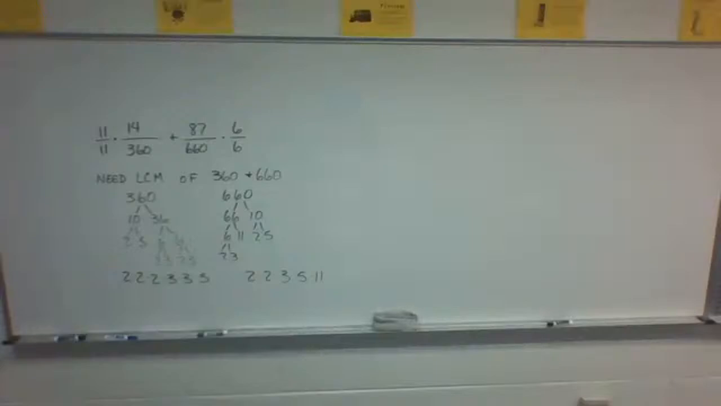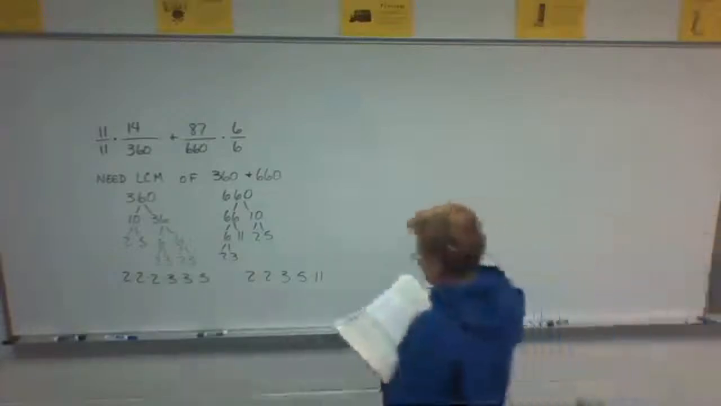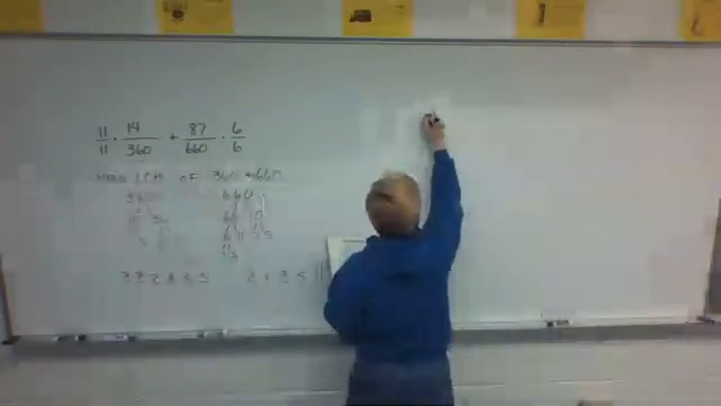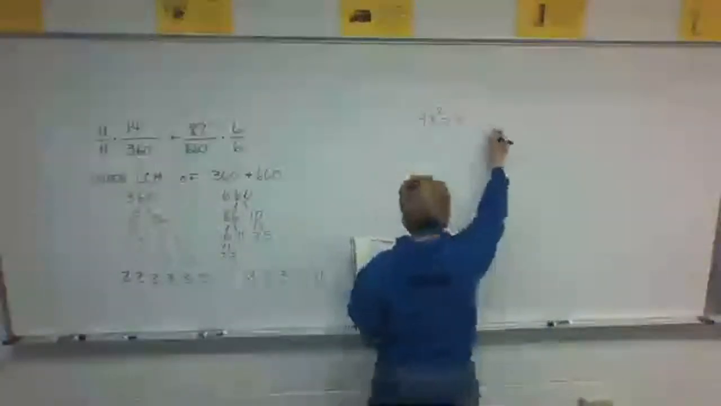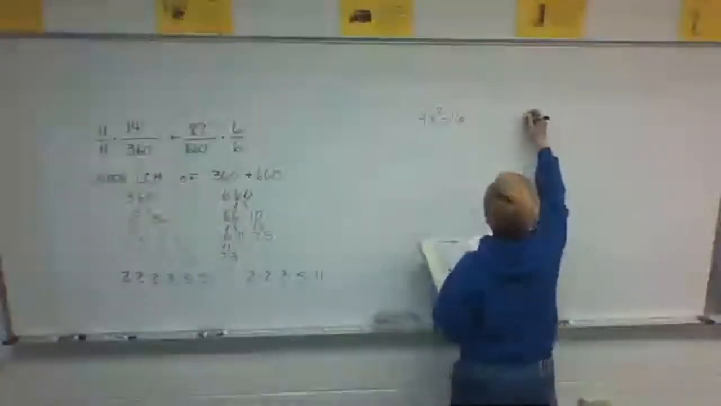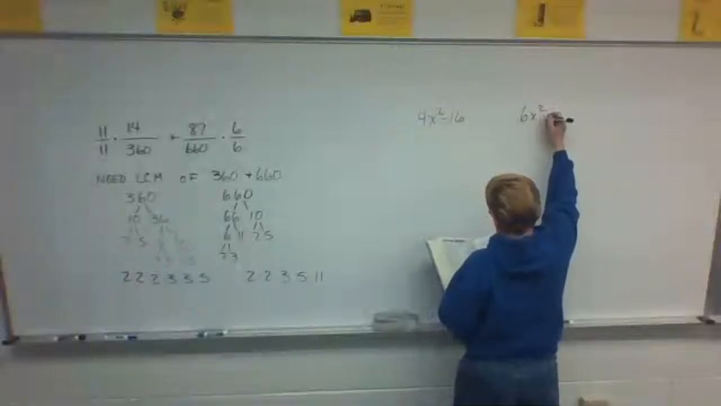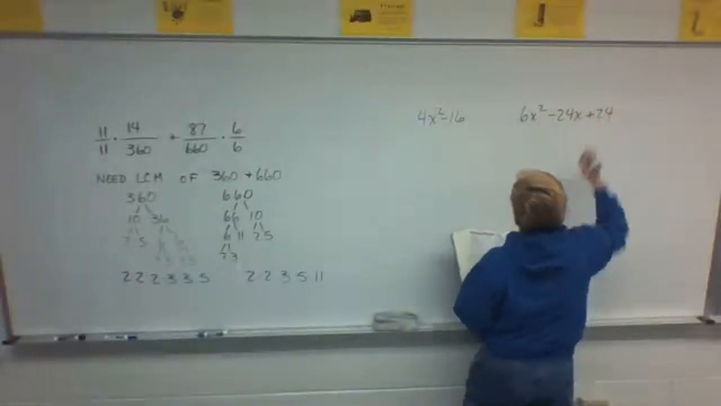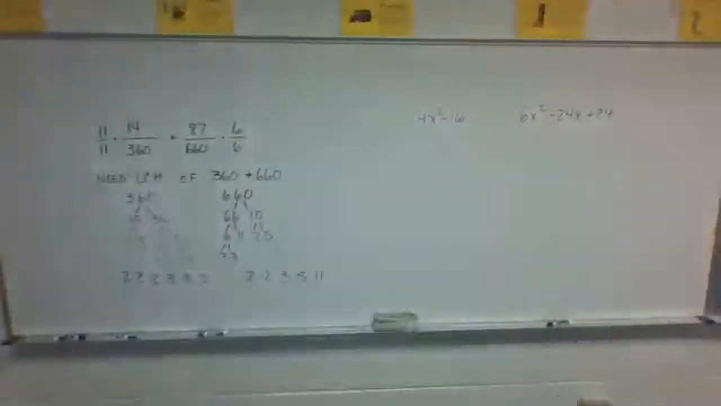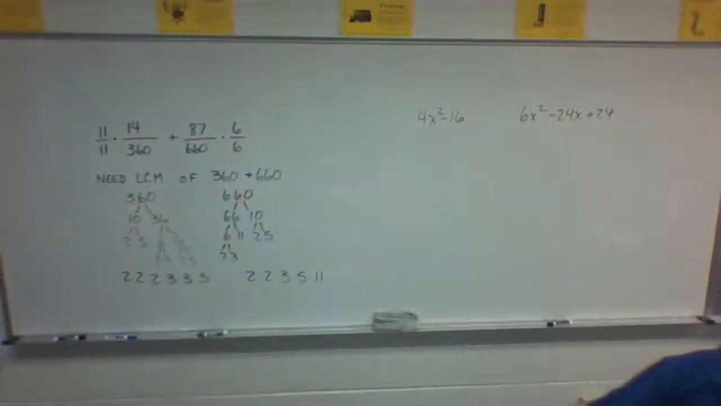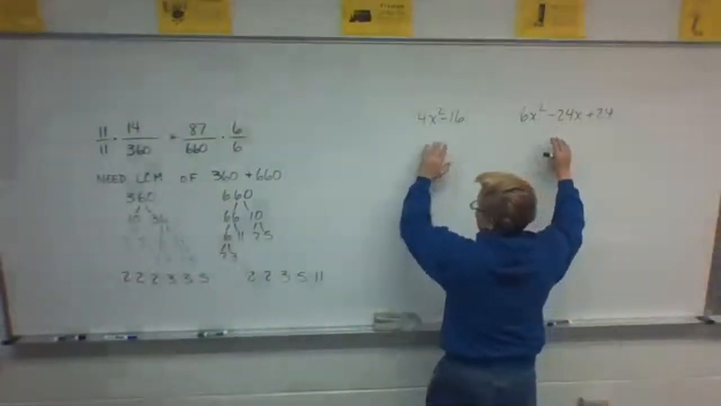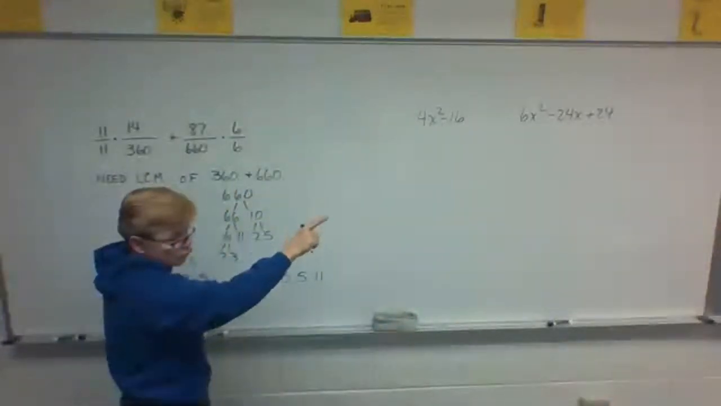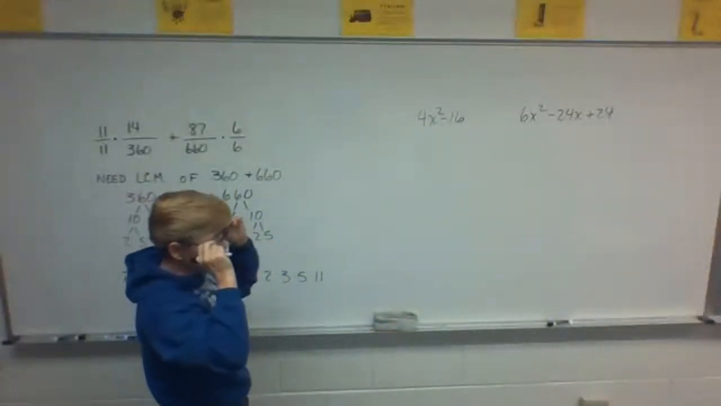We have 4x squared minus 16 for one of the things. That's like saying the 360 right here. It's 4x squared minus 16 and 6x squared minus 24x plus 24. Okay, so those are the two things we're considering, and I need you to understand, hopefully in your mind you understand the concept here. These are serving the same purpose as the 360 and the 660. We're trying to find the least common multiple of those two. You see? So we need to factor them.